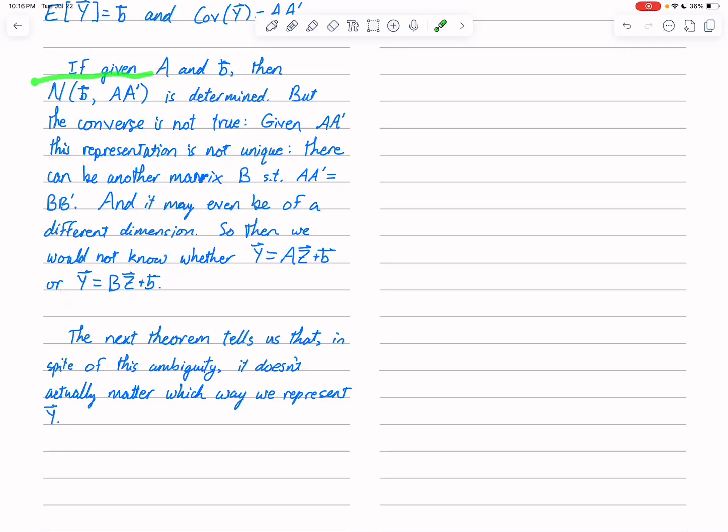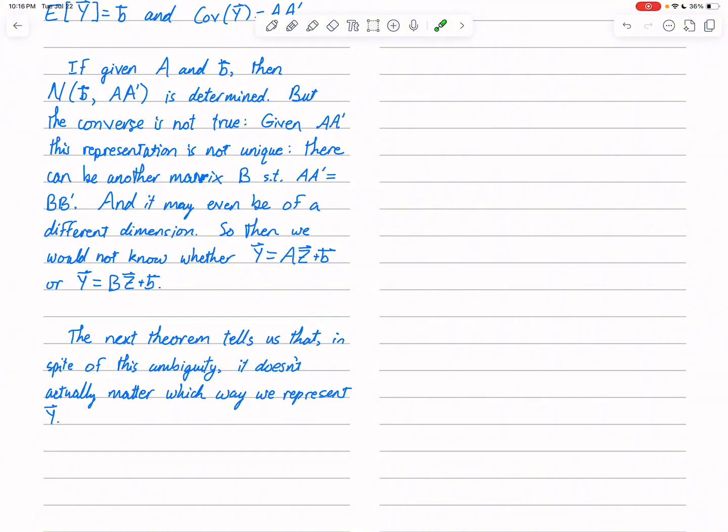It sounds like we should never specify that something is distributed like this, because then you won't actually know what is the distribution of the random variable, right? You won't know, is it this one or is it this one? Well, the next theorem is going to tell us that actually that's not a worry.